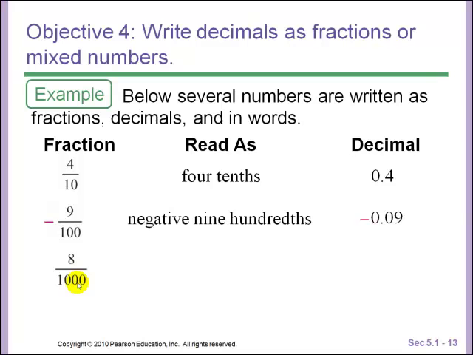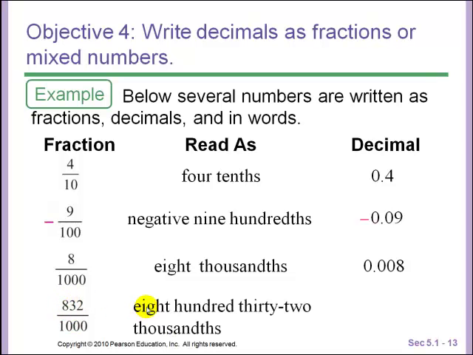This is 8 over 1,000, or 8 thousandths, which is 8 in the thousandths place. And lastly, this is 832 over 1,000, which is 832 thousandths, which is 0.832, and ends in the thousandths place. Notice, 1 decimal place, 1 zero. 2 decimal places, 2 zeros. 3 decimal places, 3 zeros, and again 3 decimal places, 3 zeros.